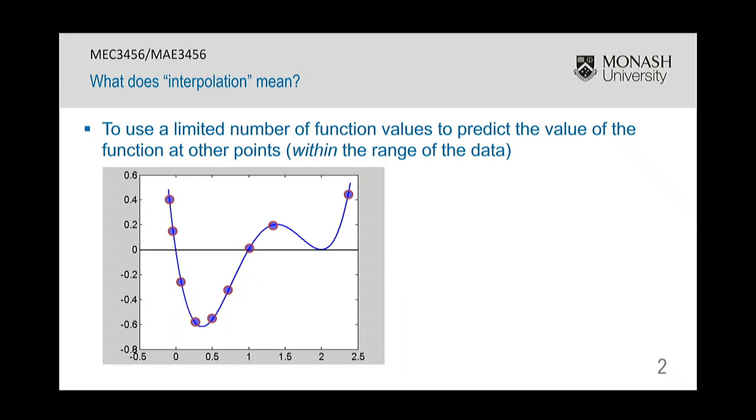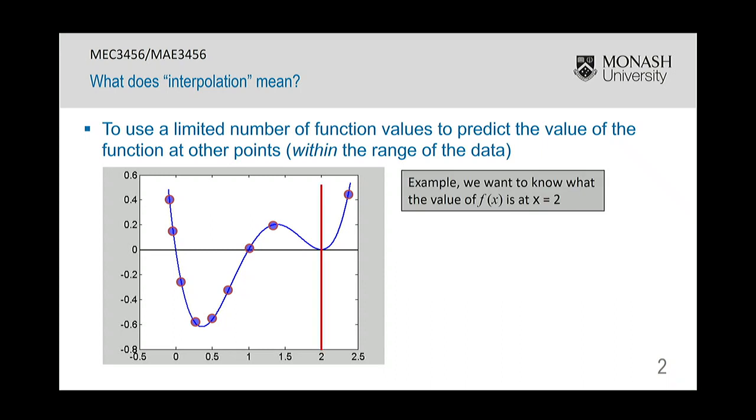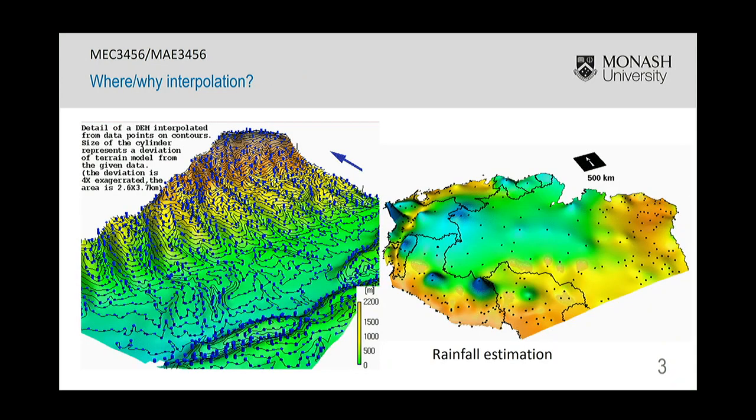So what does interpolation mean? Basically, it means to use a limited number of function values to predict the value of the same function at other points within the range of your data. So you're taking some data that you know and you're trying to estimate what that function might be at places where you don't know the data values. For example, in this example here, we know the data at the blue points, and the question is, what's the value of the function at the point x = 2? So interpolation is the process of trying to estimate that.